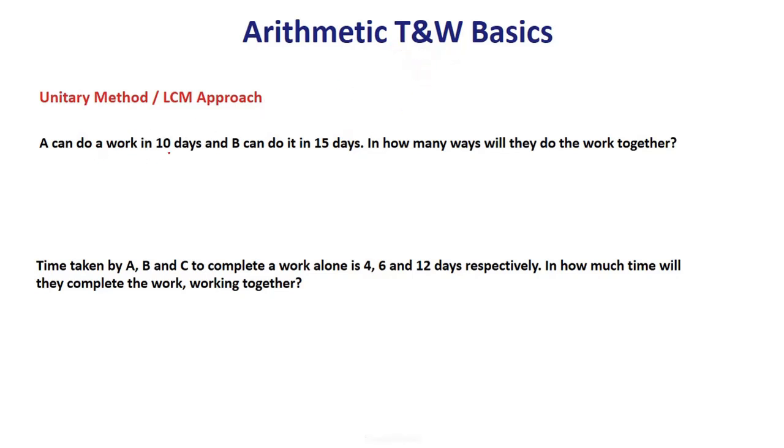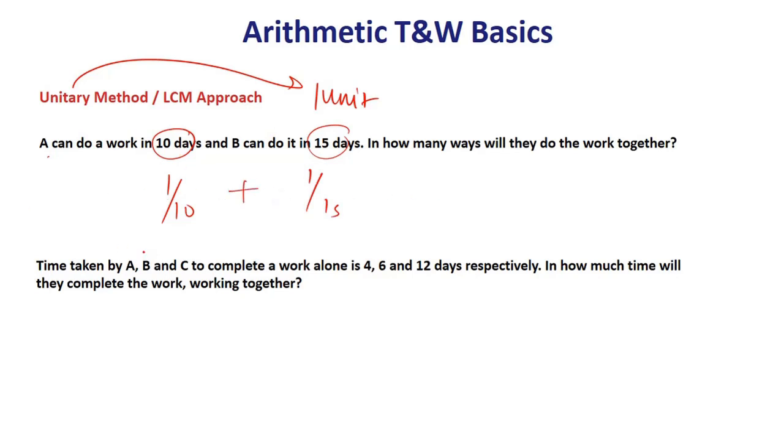Okay. So now A can do a work in 10 days. B can do a work in 15 days. Let's say that the work is 1 unit. That's the unitary method. So A will do 1/10 of the work in a day and B will do 1/15 of the work in a day. If they are working together, the amount of work they will do together will be 1/10 plus 1/15.